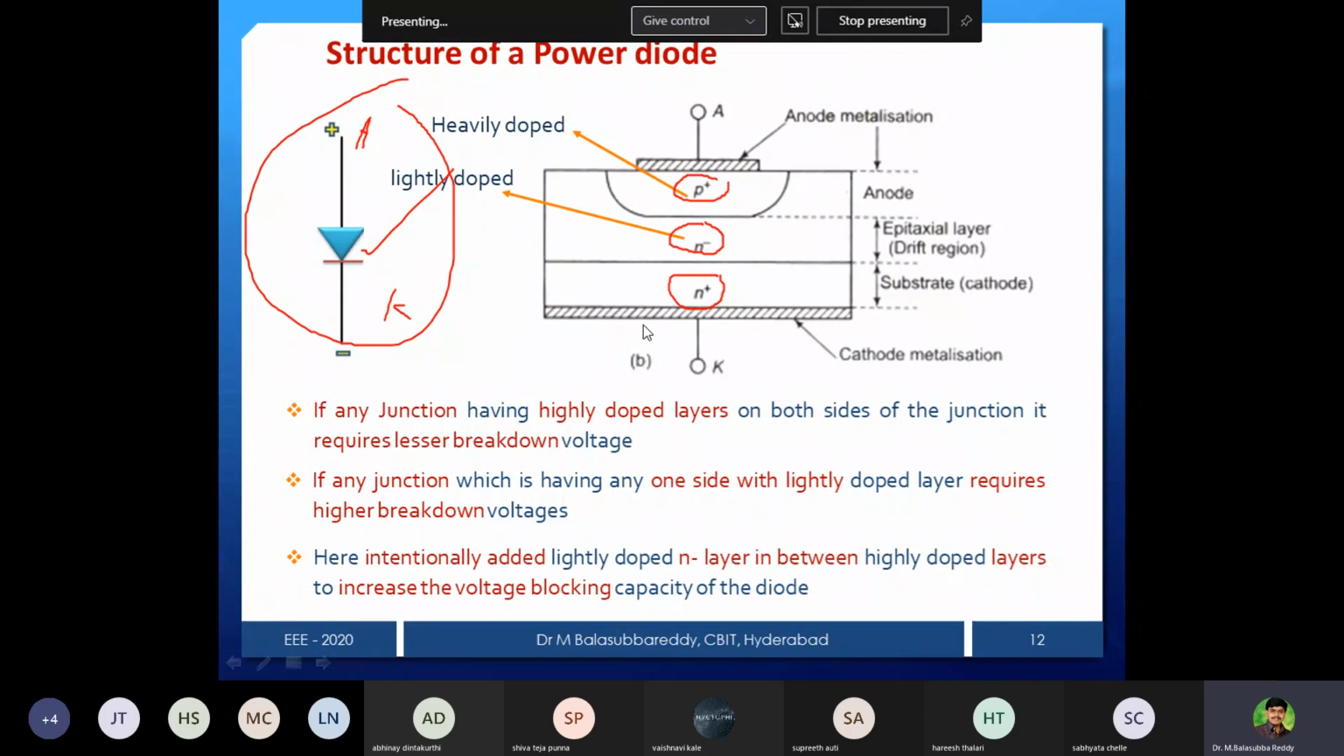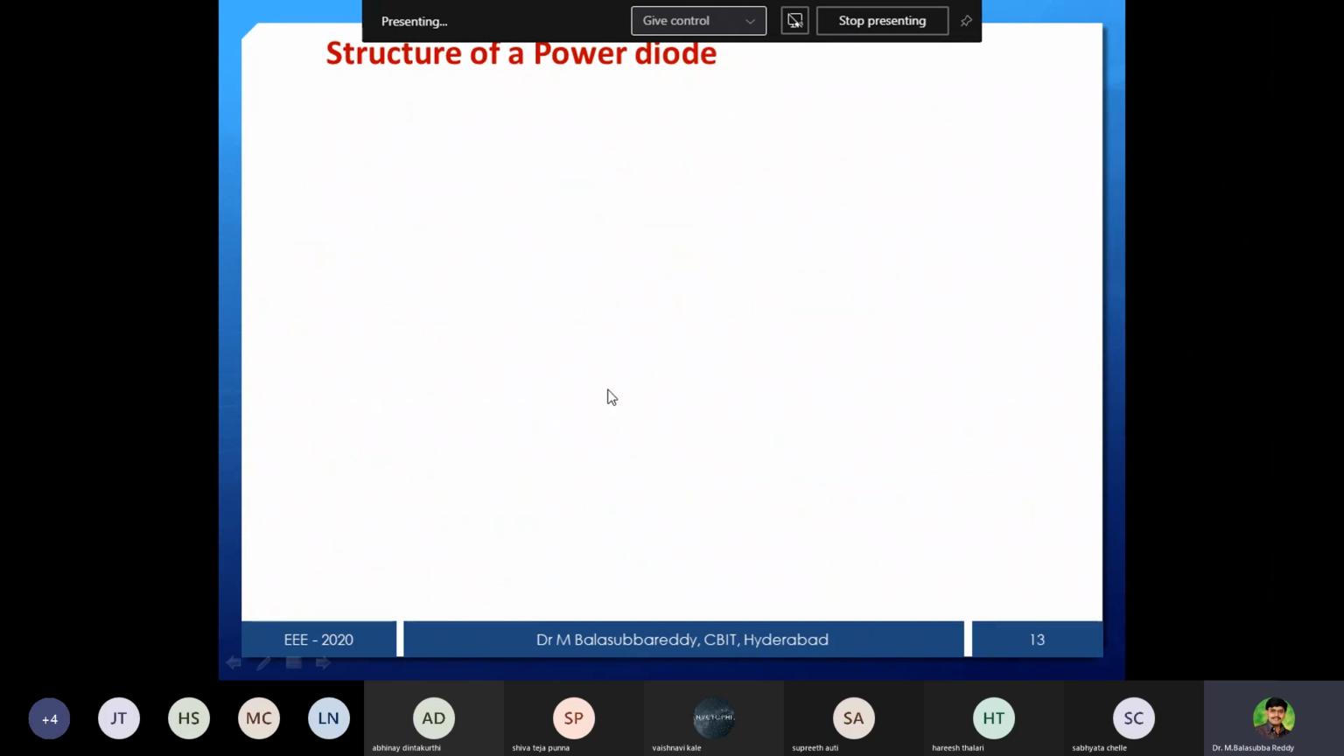We intentionally added a lightly doped N minus 1 layer in between the highly doped layers to increase the voltage blocking capability of the diode. That is our purpose, to improve voltage blocking capability, in the sense the device must withstand even if that voltage is a little bit higher. That value is decided by what we call the breakdown voltage, how much it can withstand. Based on that, the area and all we can decide. Now the width of that also will decide.